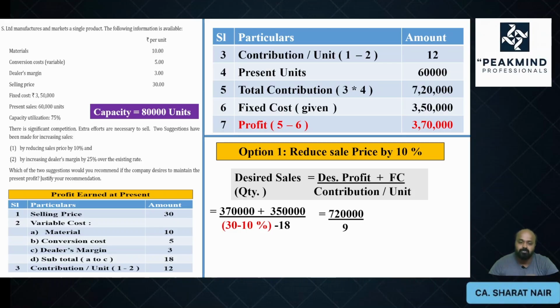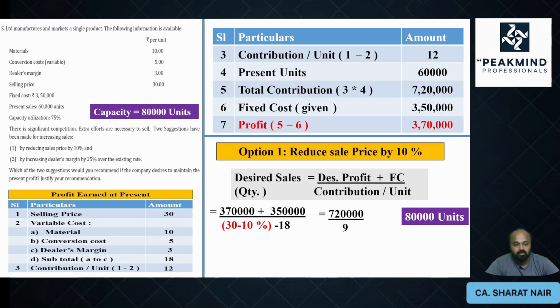How do I get 7,20,000? 3,70,000 plus 3,50,000. So I get my units as 80,000. It means what? Please understand. You remember in the first part we discussed what the maximum capacity is. It is 80,000. And here we are getting the answer is also 80,000.